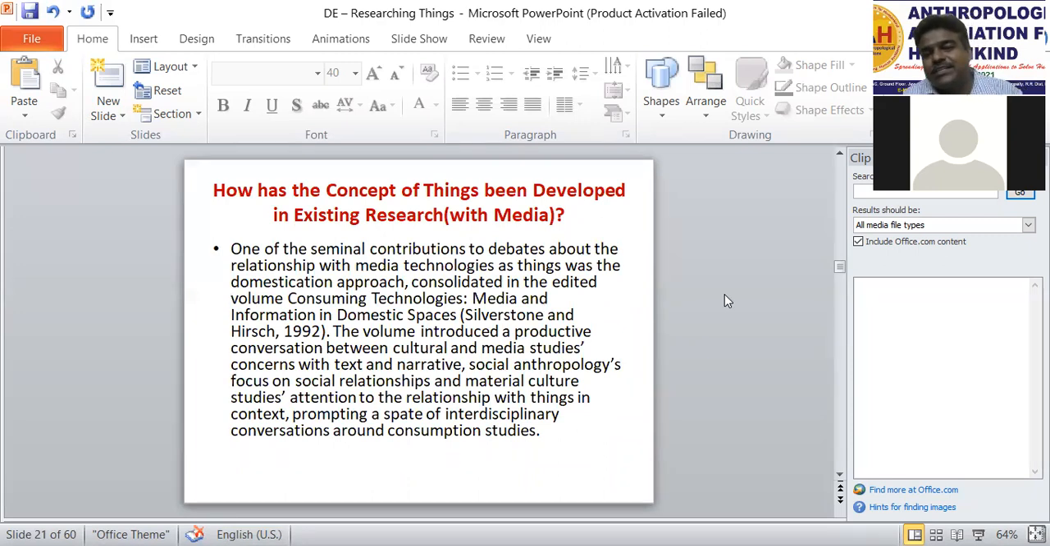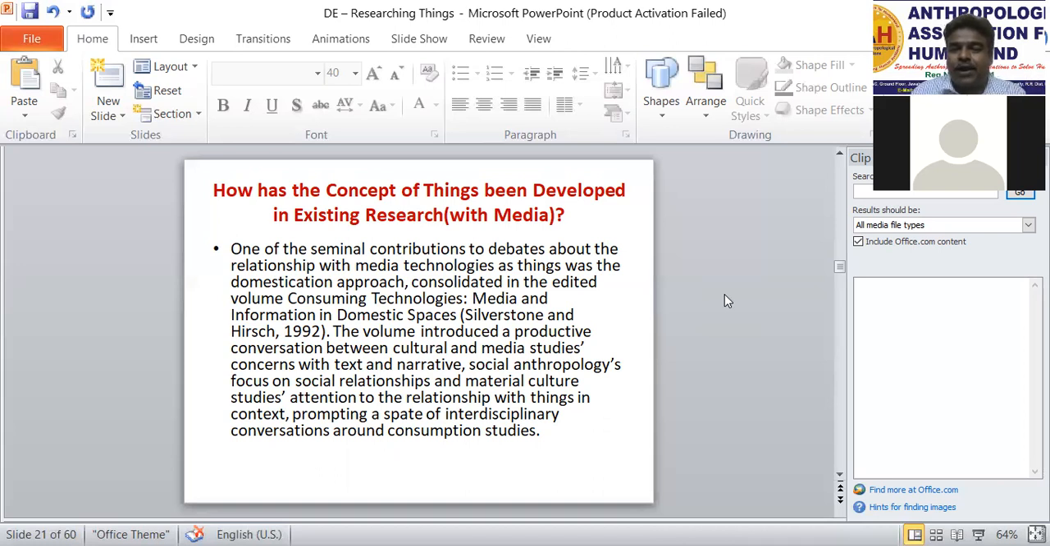How has the concept of things been developed in existing research with media? That's the question that we are going to read, important observations. So one of the seminal contributions to debates about the relationship with media technologies as things was the domestication approach, consolidated in the edited volume, Consuming Technologies, Media and Information in Domestic Spaces. Silverstone and Hirsch are the editors of this book, published in 1992.